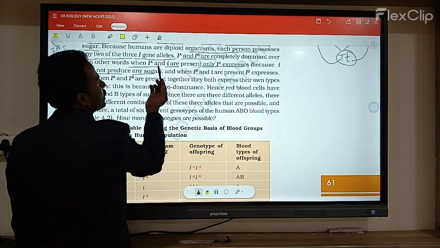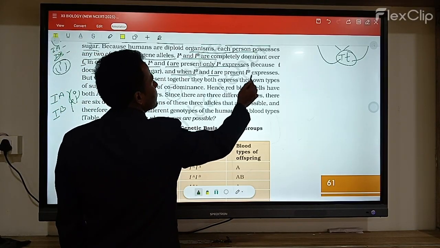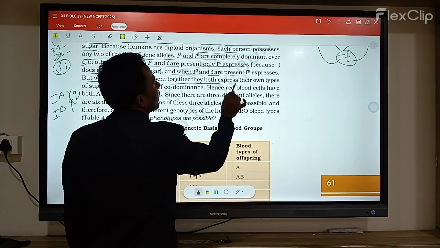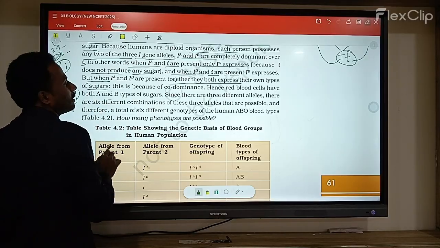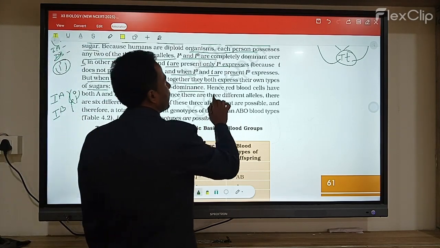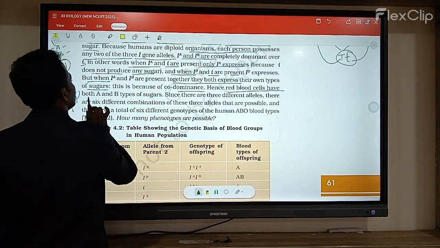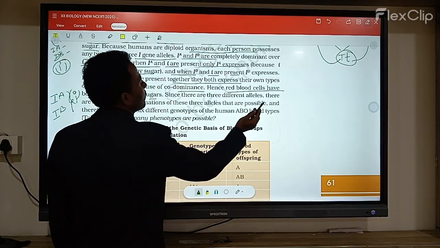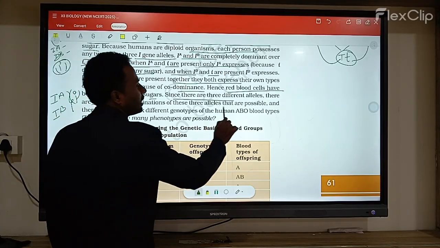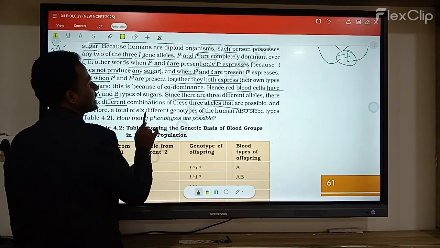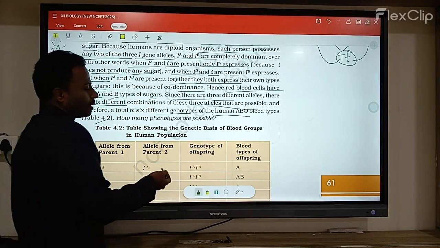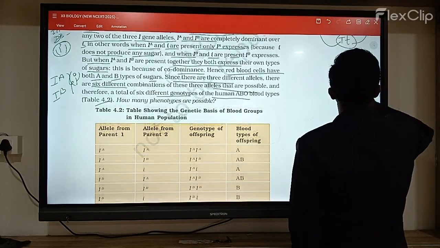IB and i represent B expressed, but when IA and IB are present together, both types of sugar are expressed, because codominance takes place. Hence the red blood cells have A and B types of sugars. With the different alleles, there are 6 different possible combinations, a total of 6 different genotypes of human blood groups. Let us see it in the table also.